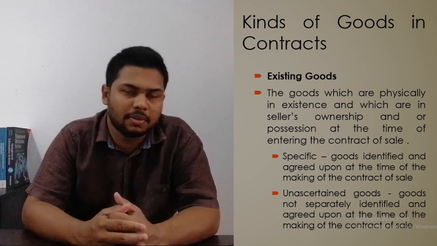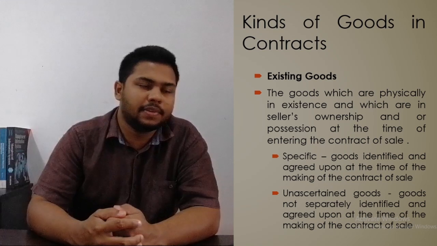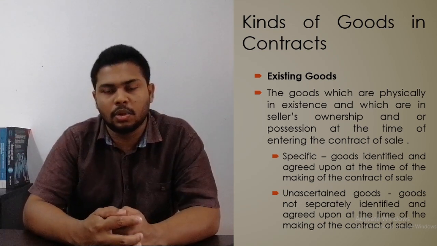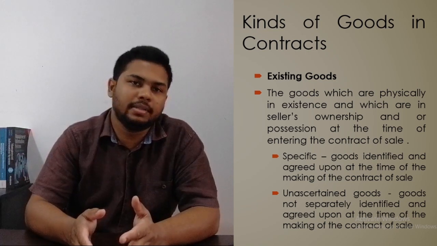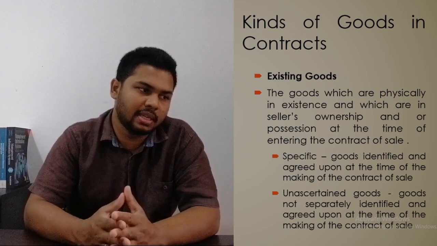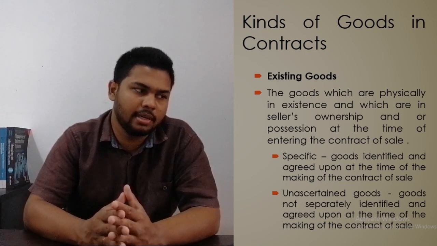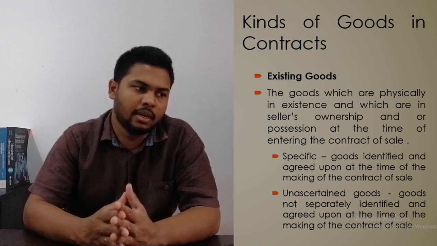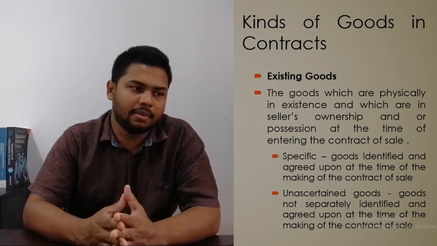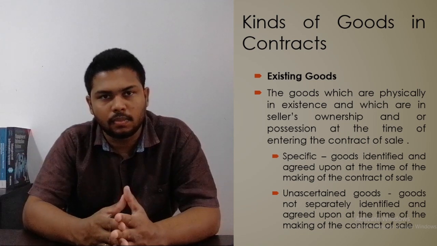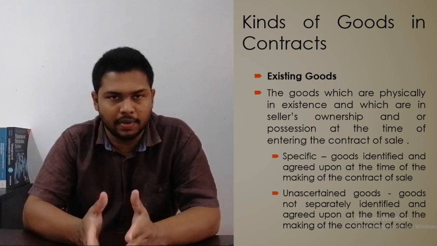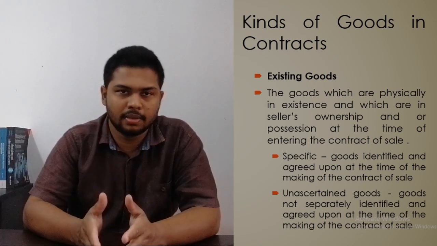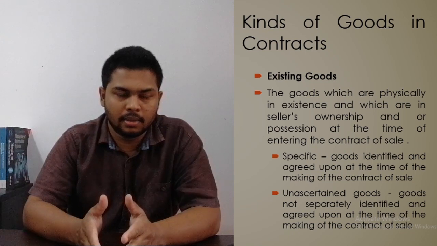There are basically three types of goods, and the first one is the existing good. Whatever goods are in existence are known as existing goods: the goods which are physically in existence and which are in the seller's ownership and possession at the time of entering into the contract of sale. Existing goods should be available in a physical mode.